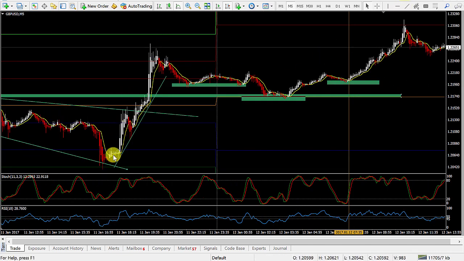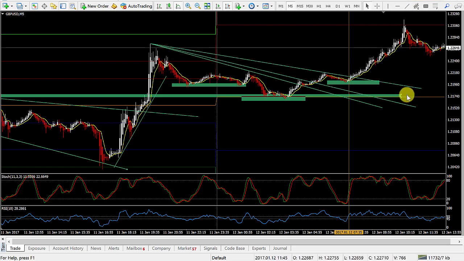We have this drive, this impulse. So this is basically our flag. We broke this trend line. We can also draw it like this. Doesn't really matter. Important is that we broke something in the direction of our trade. You can also draw it like this if you want.